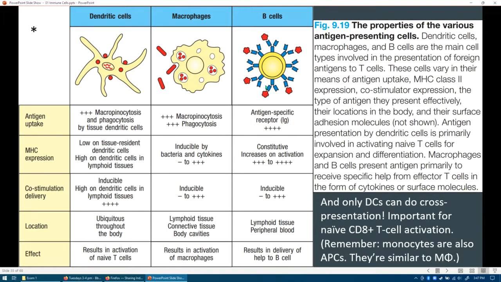Okay, B cells, they're looking to make antibody. Macrophages, they're looking to be killers. Dendritic cells, they're trying to activate naive T cells to kick off the adaptive immune response.